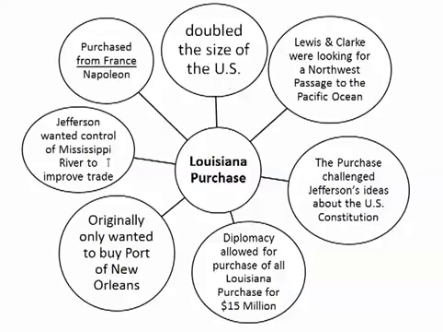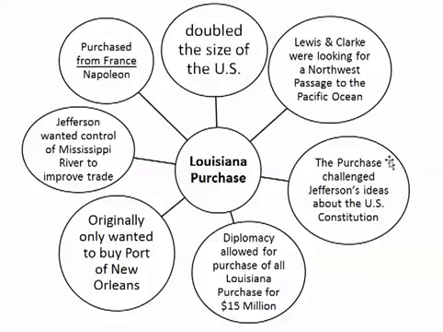Jefferson originally wanted to control the Mississippi River to improve trade and commerce for those people out west past the Appalachian Mountains. And originally he just wanted to buy the port of New Orleans. But his diplomacy is going to allow for the purchase of all of New Orleans and the Louisiana Territory for just $15 million.